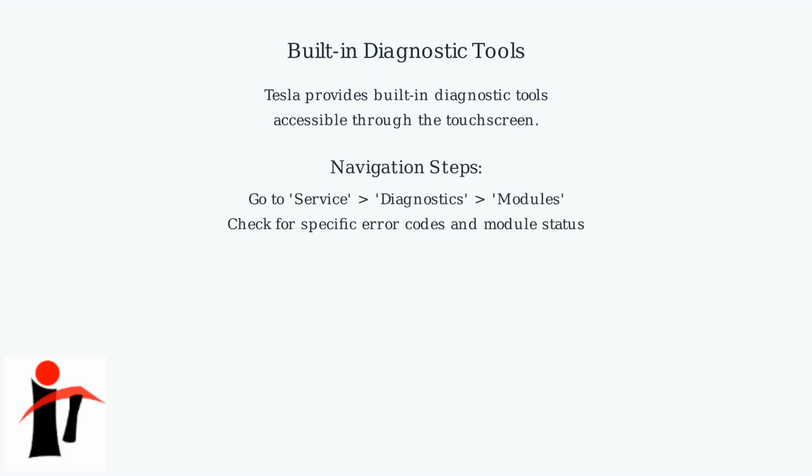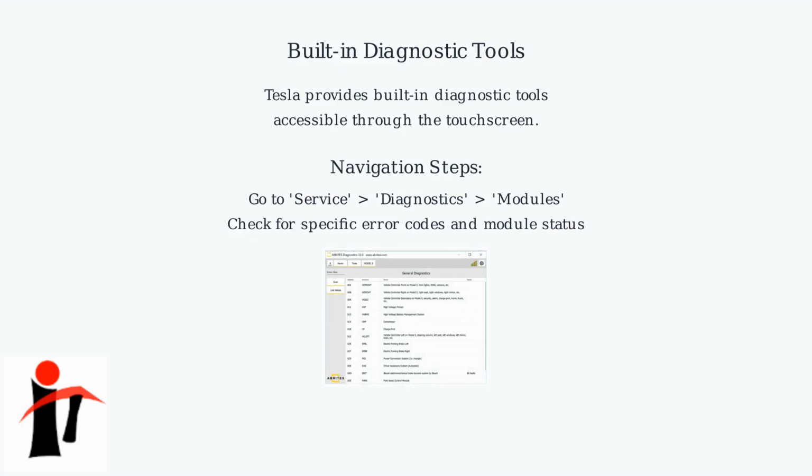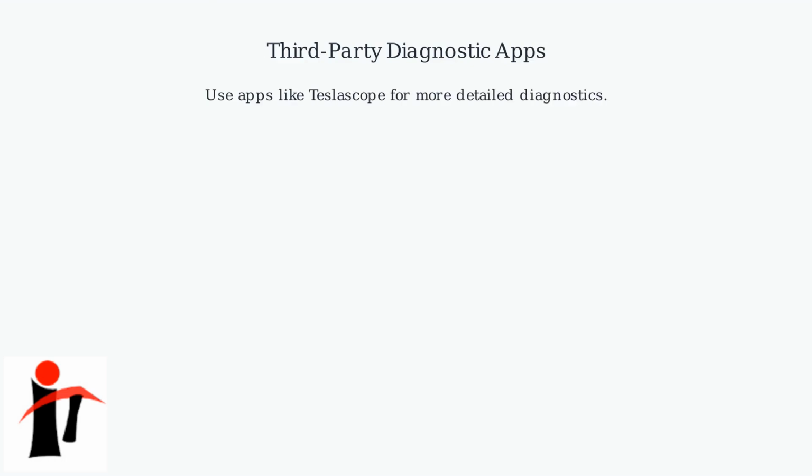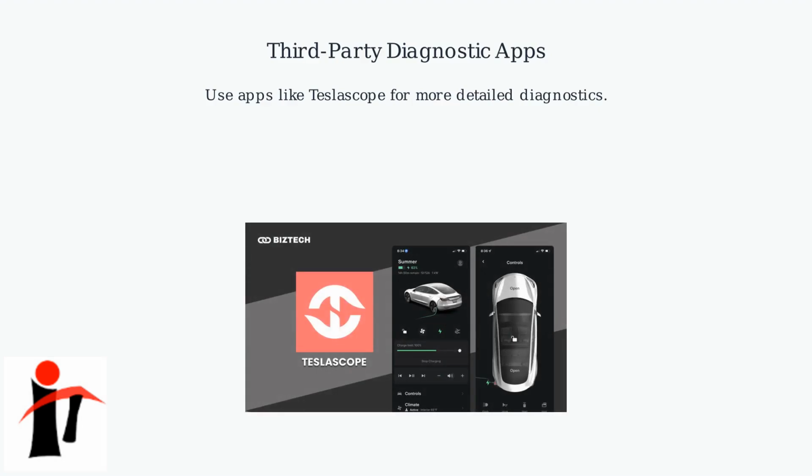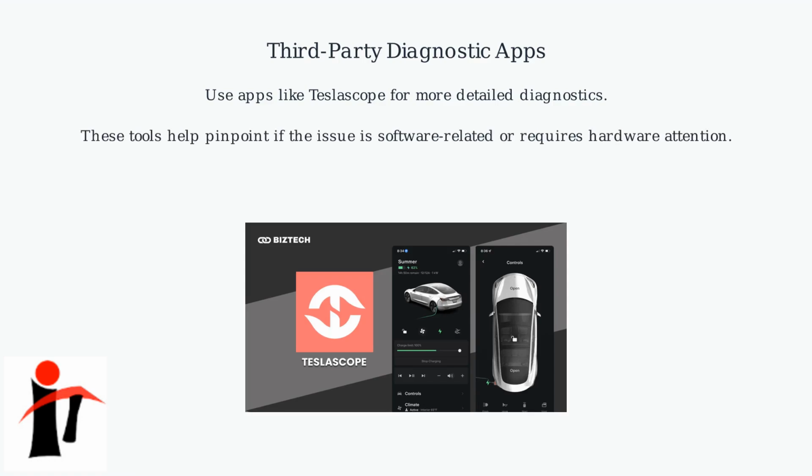Tesla provides built-in diagnostic tools accessible through the touchscreen. Navigate to Service, then Diagnostics, then Modules to check for specific error codes and module status. This diagnostic interface shows vehicle controllers and systems with their addresses and fault counts. You can also use third-party apps like TeslaScope for more detailed diagnostics. TeslaScope provides real-time information and control over various vehicle functions. These tools can help pinpoint whether the issue is software-related or requires hardware attention.